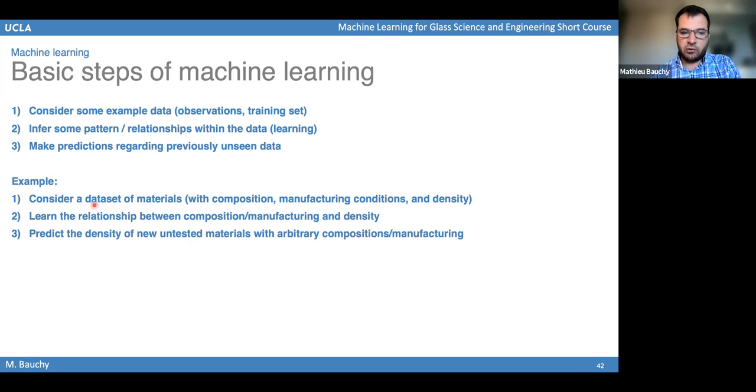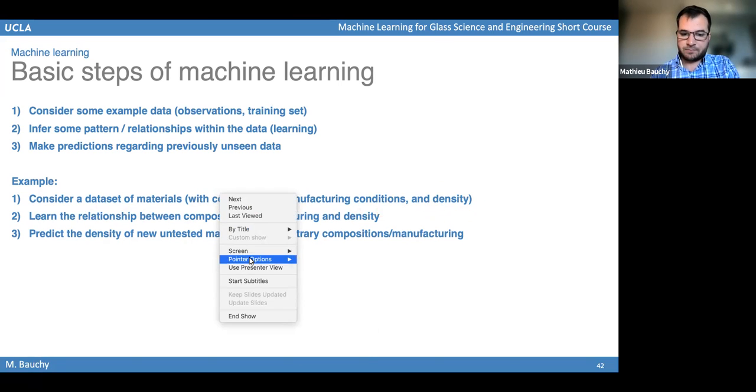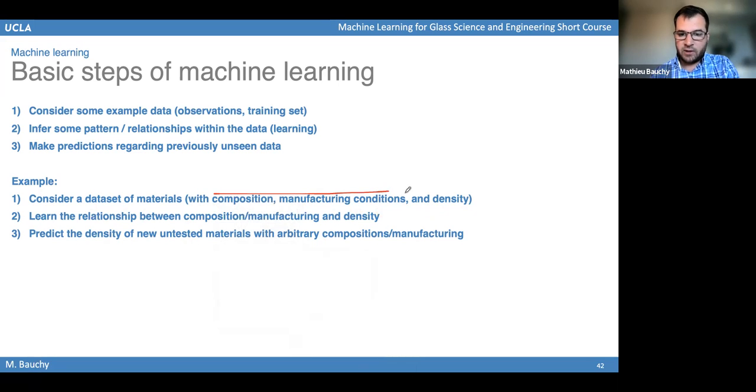So for this, you would start with a data set of existing glasses where you have at the same time the composition, the annealing temperature or the annealing duration, and the density. So in this case, the composition and the manufacturing condition would be the input.